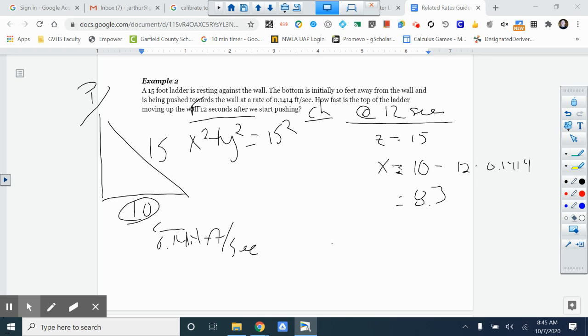That's what we got. All right. And then y, we solve for y. It's going to be the square root of 15 squared minus 8.3 squared, if your Pythagorean theorem is correct, right? Which is what? Okay, and then put your changes in.